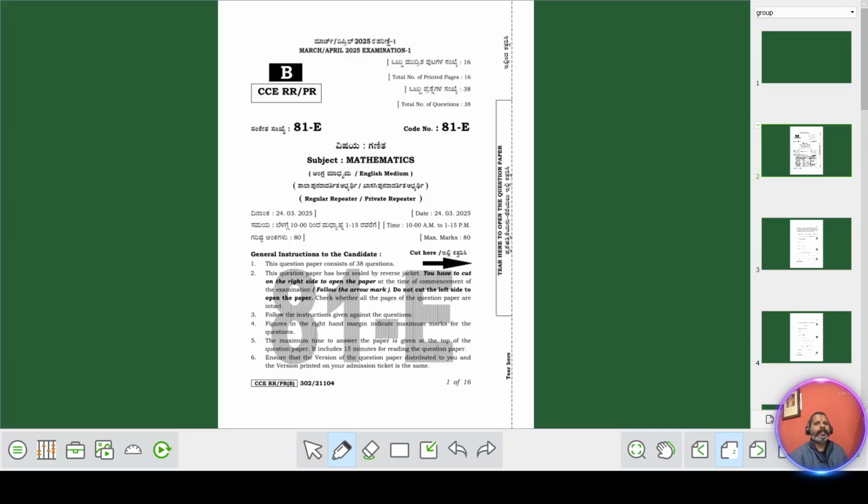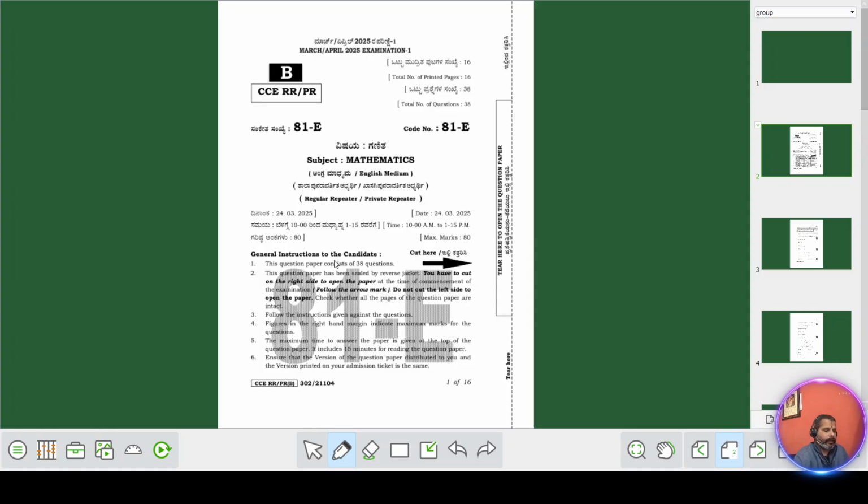Last class we saw the set A March 2025 question paper. This class we will see the same year's set B question paper, which has almost most of the questions repeated from set A, but a few important different questions are there. We will walk through them. Whenever we get repeated questions, I'll ask you to refer to the previous video. Okay, let's see the questions.